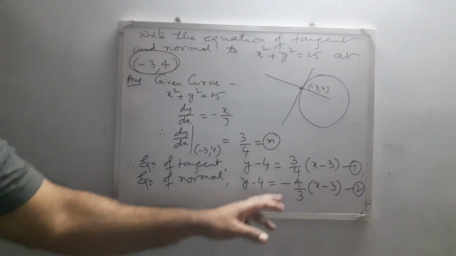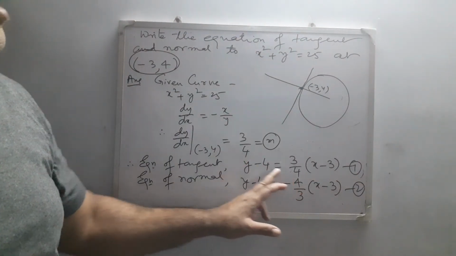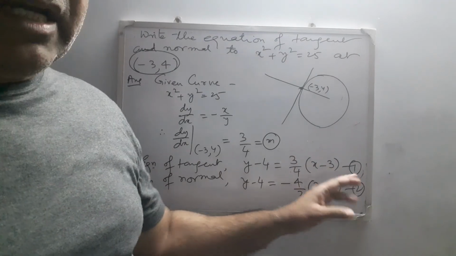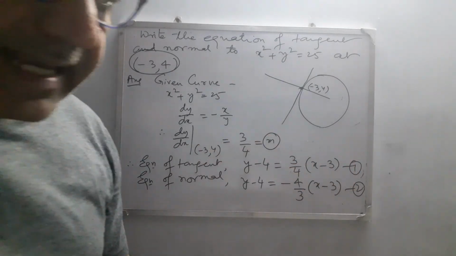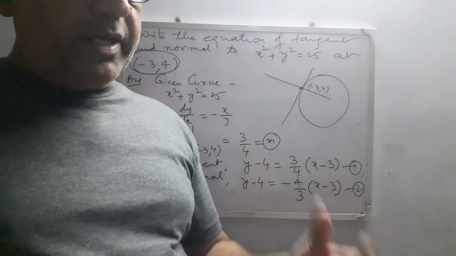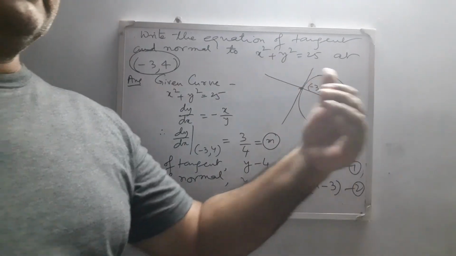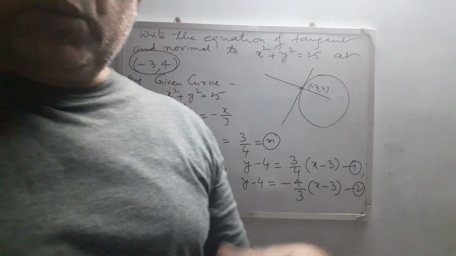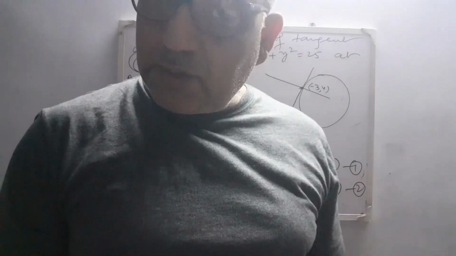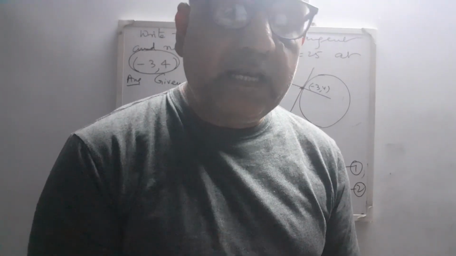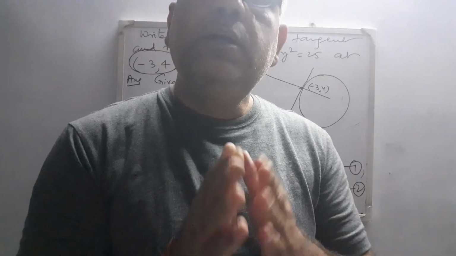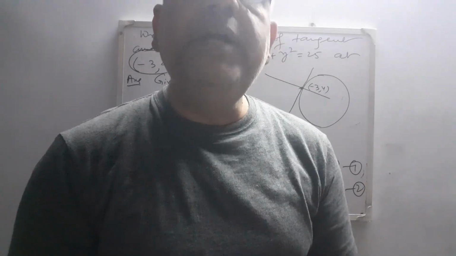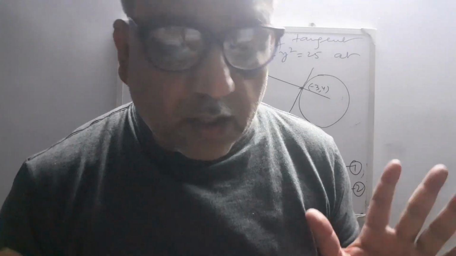Boys, you can further simplify these two results, meaning you can cross multiply and keep all the terms on one side, so that you will get the equation in the form ax + by + c = 0. So in this way we will find the equation of tangent as well as the equation of normal, and I hope that you will solve many problems based on tangent and normal. We will try to solve a few difficult problems in the next video. So thank you for this video.